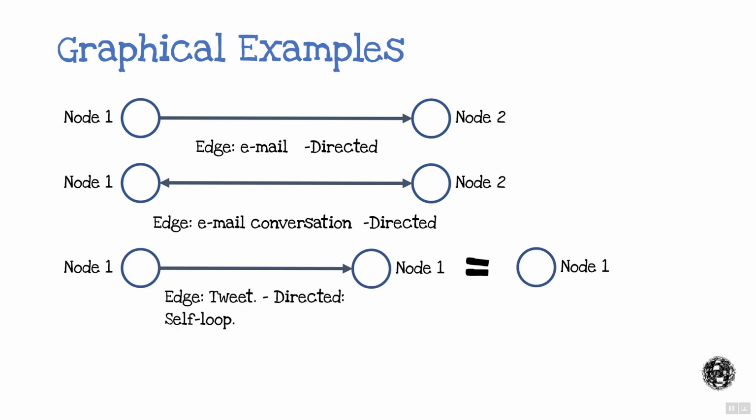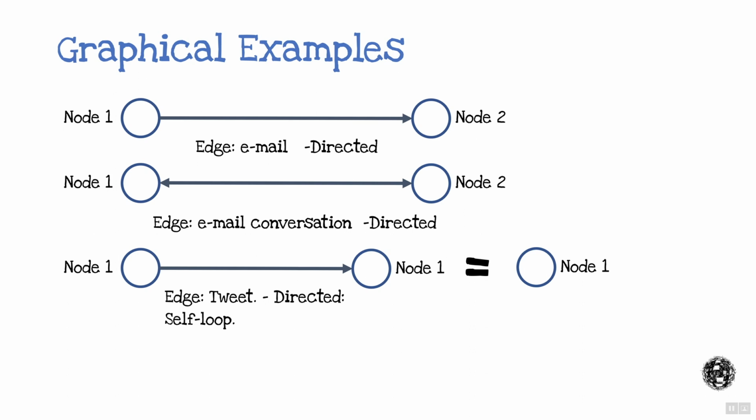Now, this is an email conversation and it's still directed because the conversation's bouncing between each of the two nodes. Now, here is an example of what's known as a self loop. So in this example is a tweet that node 1 has tweeted, but no one has responded. So essentially, an event has taken place, but nothing has happened.